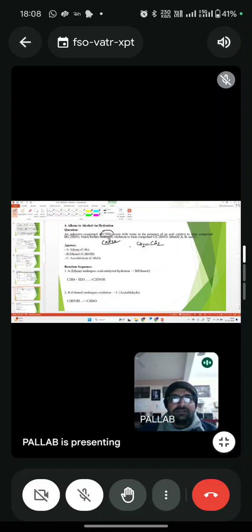Now an unknown compound A reacts with water in presence of an acid. That means here, my dear students, is the answer to your question. One single H2O is connected with this. So this is an example of hydrolysis also. This compound will connect with one water molecule, and one H will go to this part and another OH will go to this part and will form this compound.